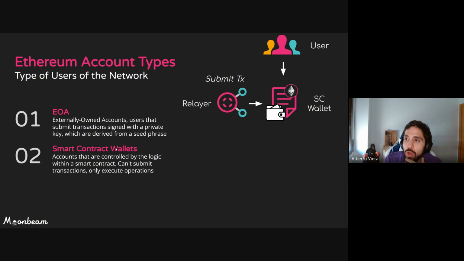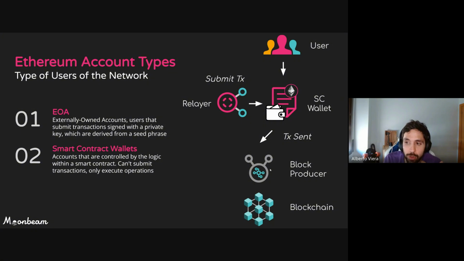So the way that a smart contract wallet works, generally speaking, is that you have a smart contract wallet, and then a relayer or an external entity, an EOA, will submit. So the smart contract wallet has a user or an owner, and then a relayer or the users themselves can submit transactions that are sent to the block producer and included in the blockchain. Okay. I give the example of Gnosis Safe because it's the one that I've used the most, but I know there are others out there.